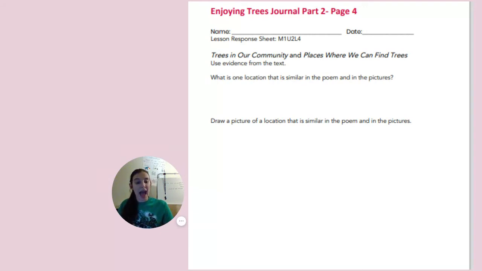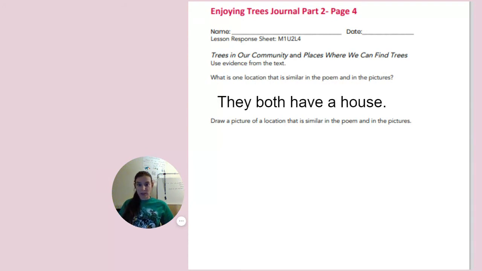I know what I'm going to write. They both have a house. They both have a house in them. The pictures have a house with a tree next to it, and the poem has a house with a tree next to it. They both have a home in the pictures and in the poems.